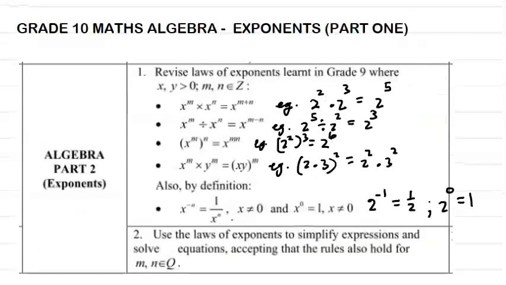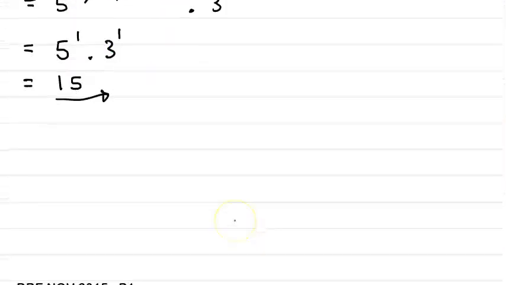So that's a type 1 example, and you can see that we're applying these laws of exponents that I went over in the first part of the video. Let's look at another example.